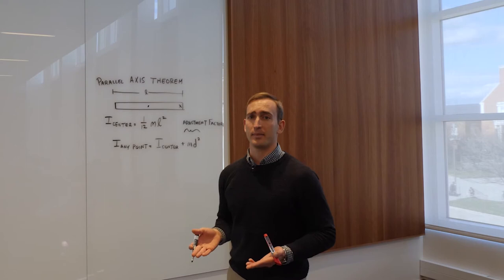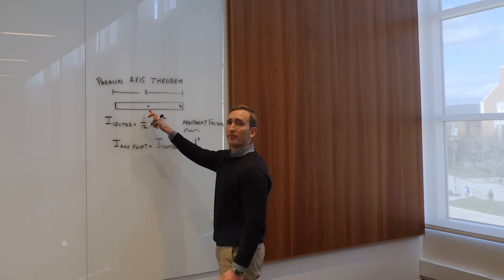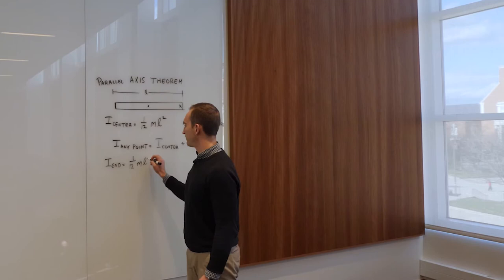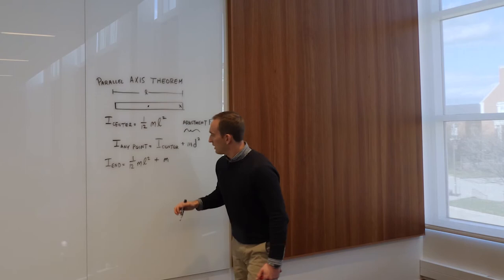So if we did this for this shape right here, and instead of rotating about the middle, we're rotating about the end, we'd have to say that the I of this rod about the end would be equal to the I about the center, which is 1/12 ml squared, which we were given, plus the mass of that rod, which is unchanged, times the distance squared.